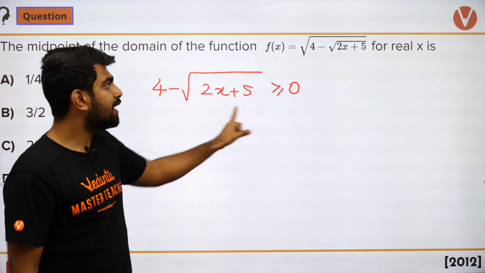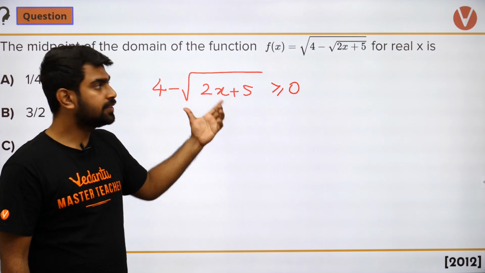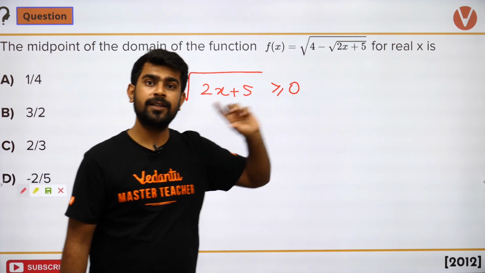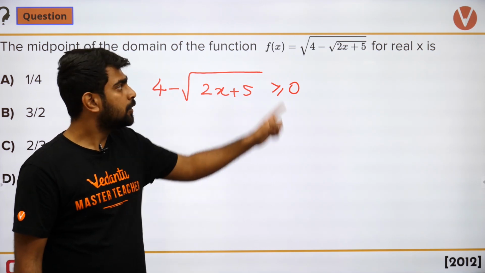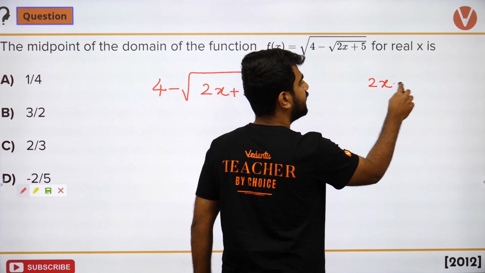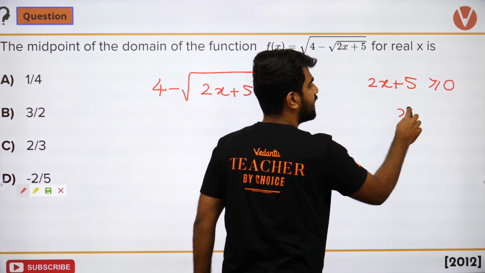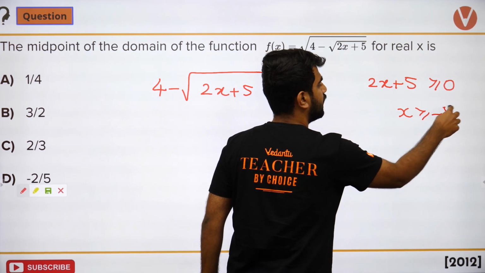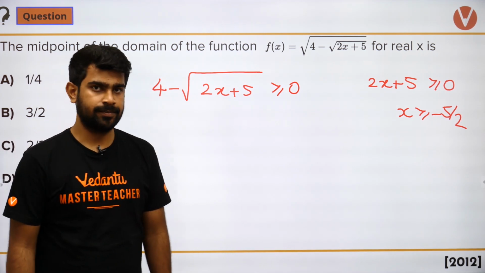So that is why I have written this expression. But wait a minute guys, this is not all. This is fine for the outer root, but there is one more root inside. We have to account for that also. So the inner root, which is 2x plus 5, also has to be defined. So 2x plus 5 should be greater than or equal to 0, so x should be greater than or equal to minus 5 by 2. This is the first inequality that I get.